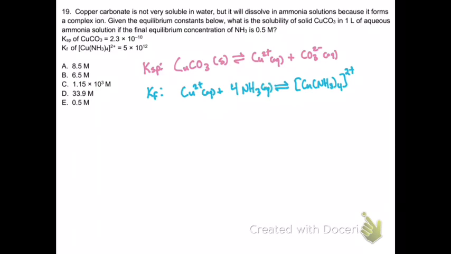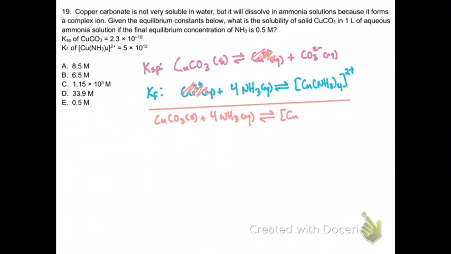So if we have copper carbonate present in a solution with ammonia, when we combine these two together, the copper will cancel out, and we'll get the overall reaction of copper carbonate solid, plus 4 ammonias, yields our copper ammonia complex, aqueous, and carbonate, CO3 2 minus, also aqueous. Okay, so when in doubt, ice it out.